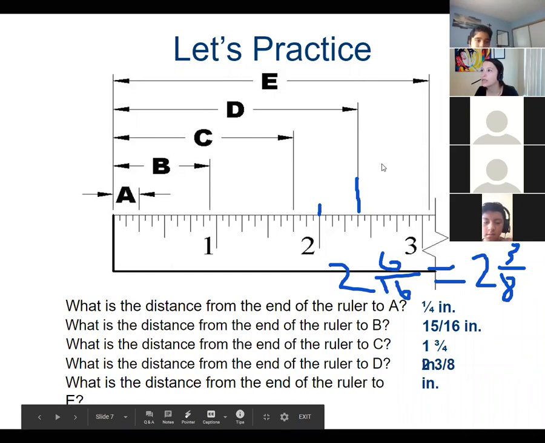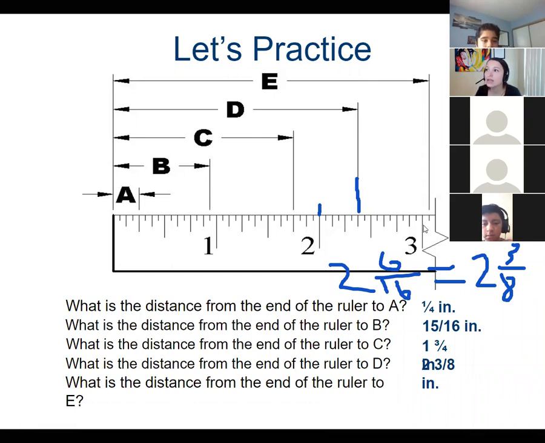All right, letter E. Letter E is the little tiny mark after the 3. A lot of kids get this one wrong because they don't see it's the little line after the 3.